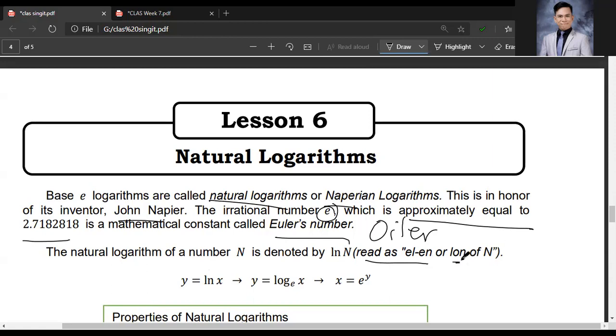Di ba? Nag-reset kayo dyan, narinig ni Ma'am. Pinag-uusapan niyo pala si Ma'am. Charot. Pero mas maganda kung ln kasi mas maikli, di ba?